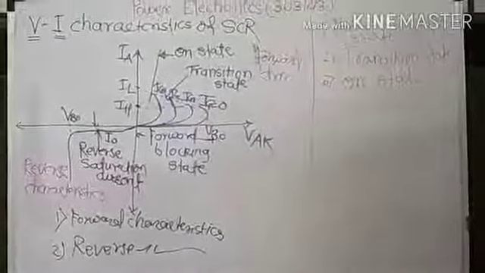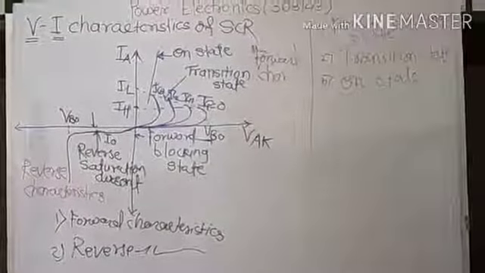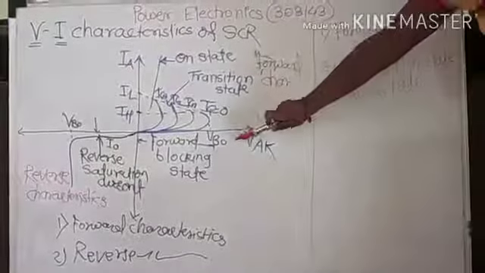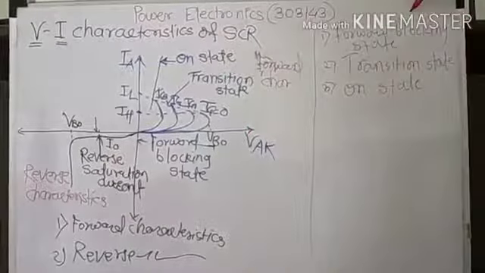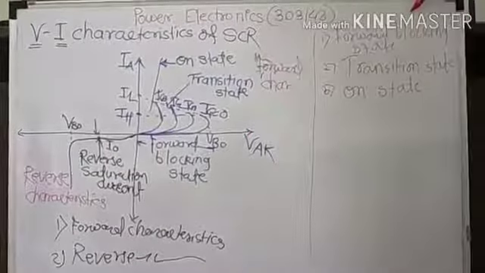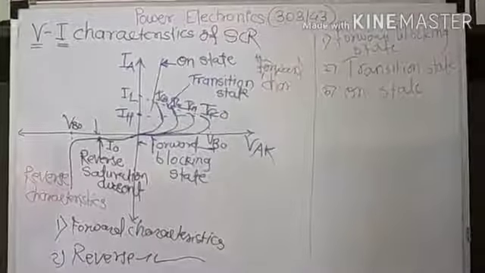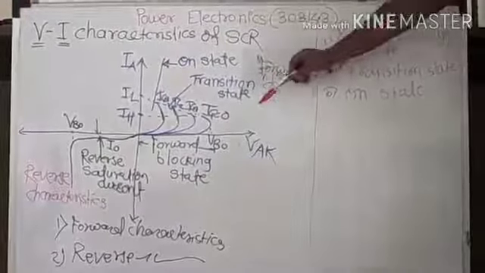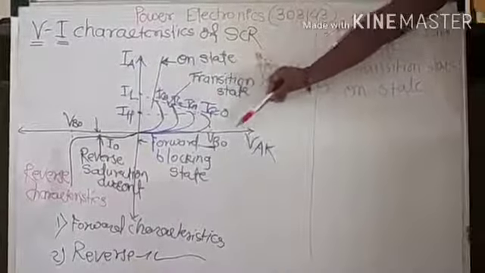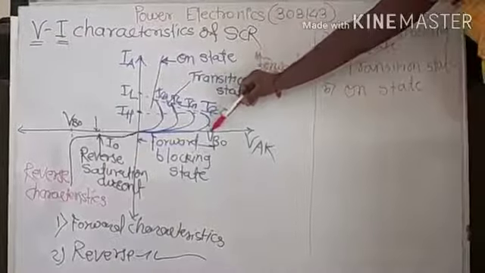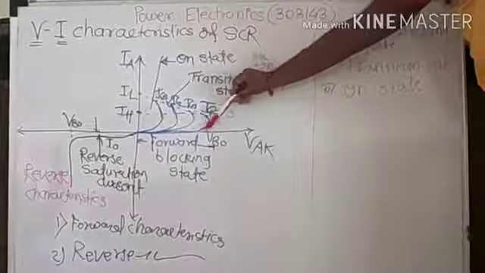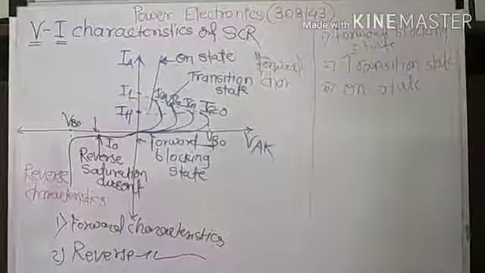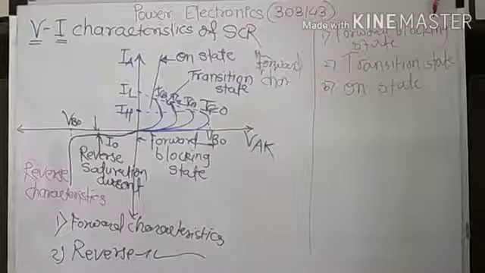First is forward blocking step. This forward blocking step is shown here. Forward blocking step means the applied voltage is smaller than breakover voltage, and in this case your SCR is in off condition. See here, applied voltage means VAK is smaller than breakover voltage. This is the breakover voltage. In this case, SCR is in off condition. Hence, this state is called as a forward blocking state.